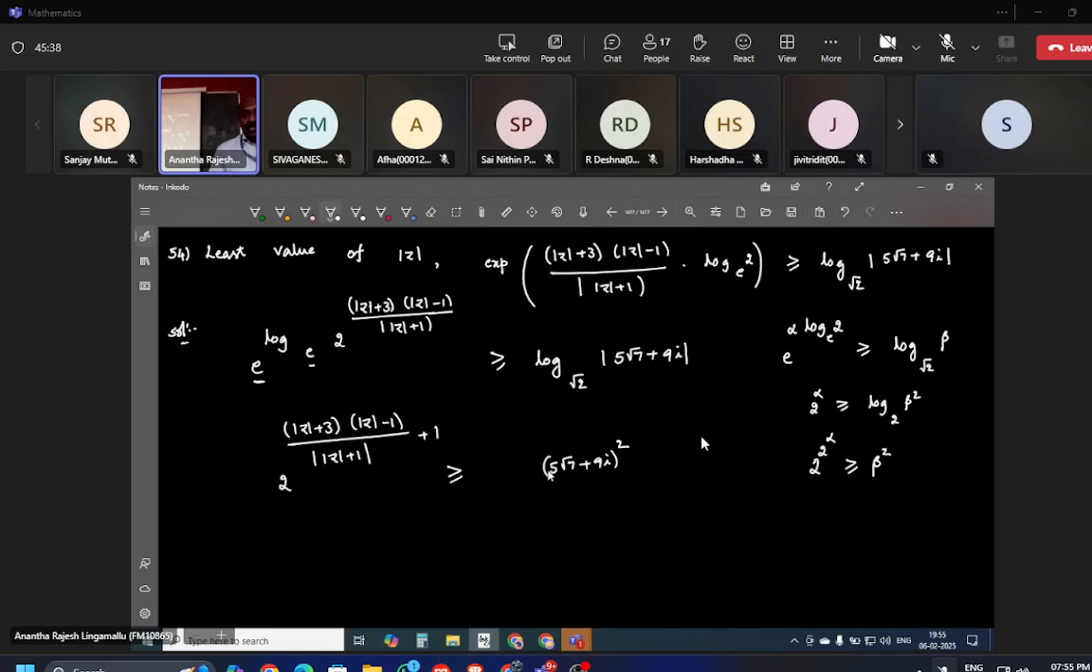This should not be a complex number, right? This is what? Mod of this one square. If it is a complex number, then no one can solve, because that is a real number, this is not a complex number. So beta mod square, right?